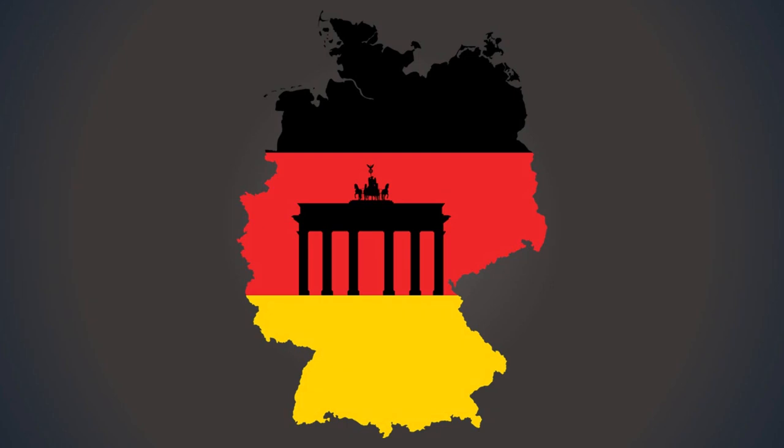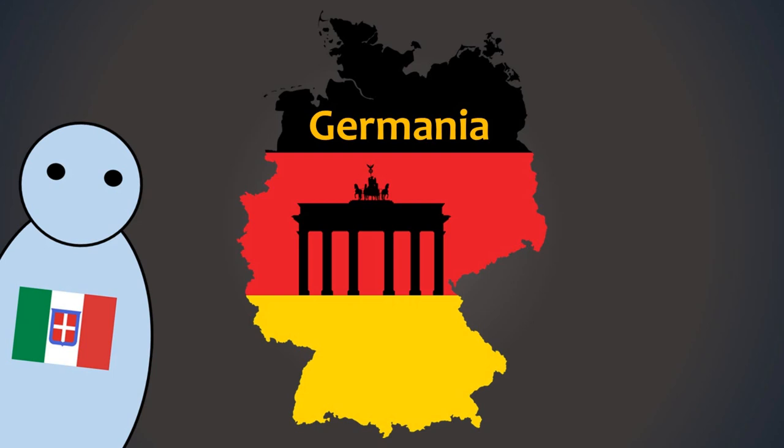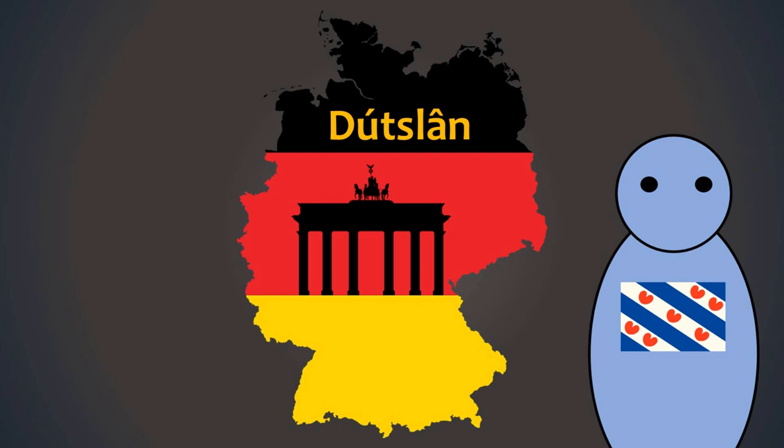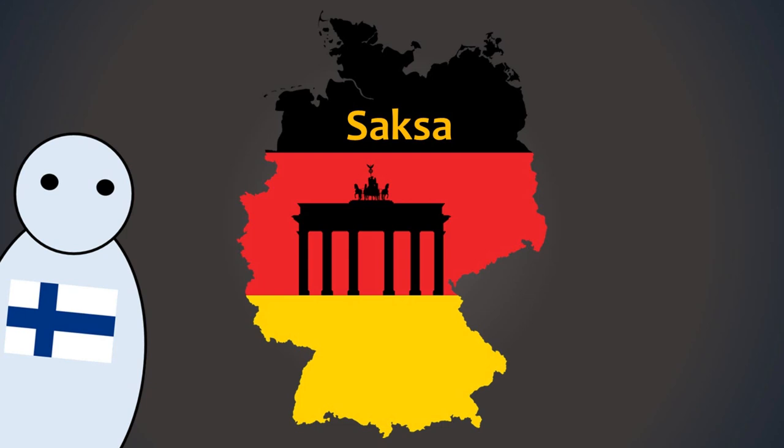Because I'm speaking English, I call this country Germany. Although if I were to speak Spanish, I would call it Alemania, which is surprisingly different to the Italian Germania, and then incredibly different once again to the Frisian Deutschland, which sounds more like the Dutch name for Germany, which is Duitsland, which is then completely different to the Polish name for the country, Niemcy, and the Finnish name for the country, Saksa, whereas the Germans themselves call it Deutschland.